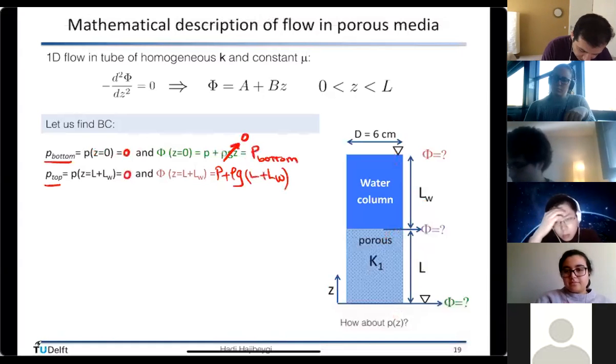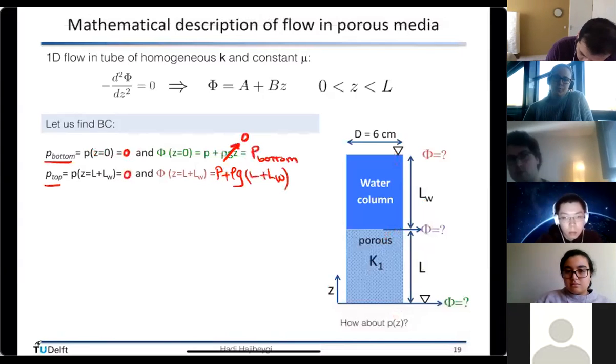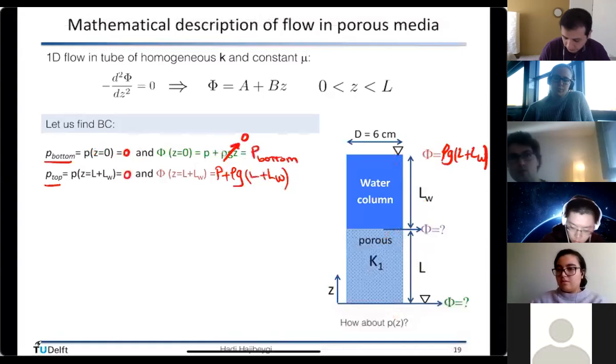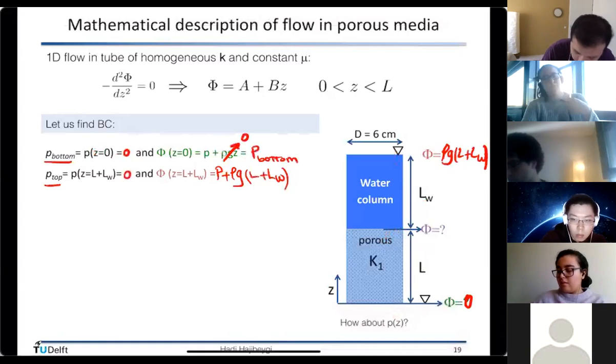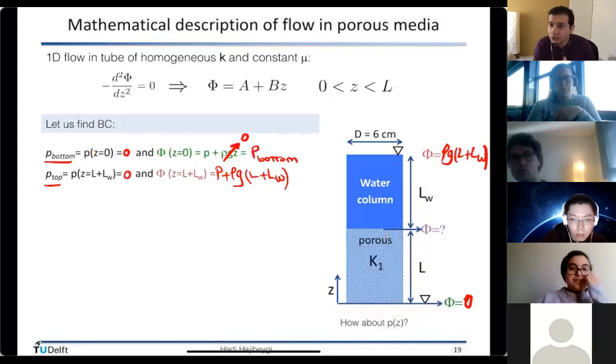Pressure is set to be 0 relative pressure. So I'm going to get rid of this pressure here too. And I would like to assume that now with this, I can write potential at the top is rho G (L plus LW). Potential at the bottom to be 0. Again, I am assuming that pressure atmospheric is 0, which means relative to the atmospheric pressure.